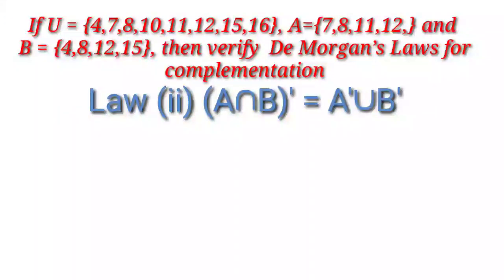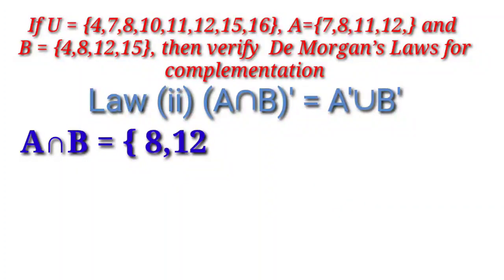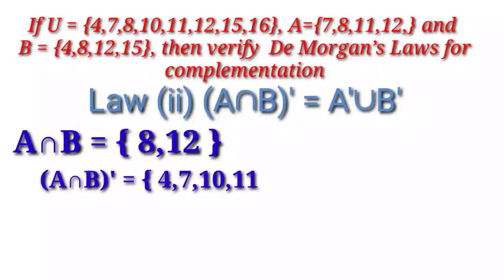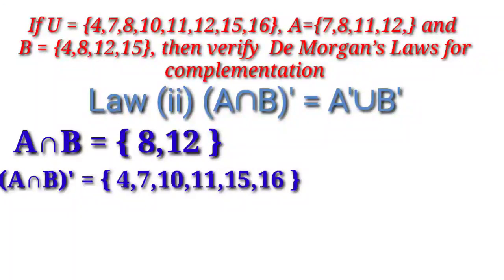For the left hand side, first we are going to find A intersection B. Here the common elements between A and B are 8 and 12. Then A intersection B whole dash, we get this by eliminating 8 and 12 from the universal set. The remaining elements are 4, 7, 10, 11, 15 and 16.